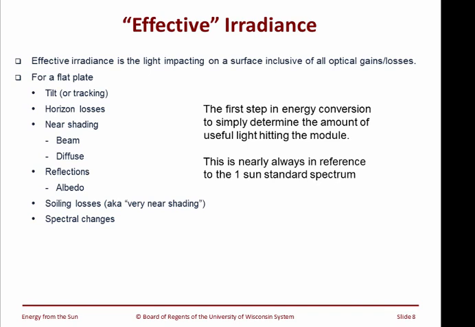For example, for a flat plane PV application, the module could be tilted or tracking the sun, which would result in a larger irradiance than that global horizontal. In addition, there can be a series of losses. You could have losses at the horizon due to mountains. You could have shading, reflections. You could have loss due to soiling on the surface of the module, or you could have gain or losses due to spectral changes. The effective irradiance is always referenced to the 1 sun standard spectrum, which is defined as 1,000 watts per square meter and the AM1.5 spectral standard.